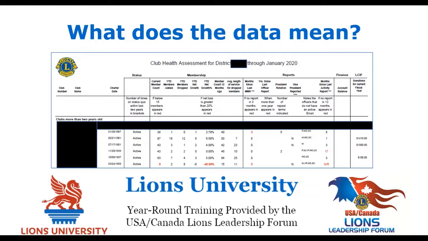When Lion Bob finished writing down the questions, what jumped out at him now was that one club was in trouble based upon the data he was seeing. While the club was reported as being active, they had less than 15 members, they had dropped 8 members, had no membership growth, members leaving averaged 11 years of service, they hadn't submitted an MMR or service reporting, officer email information was missing, and there were no donations to LCIF identified.